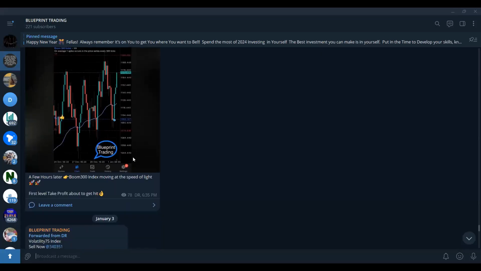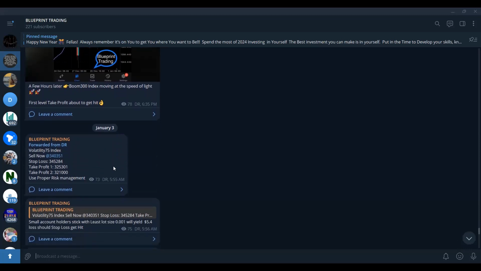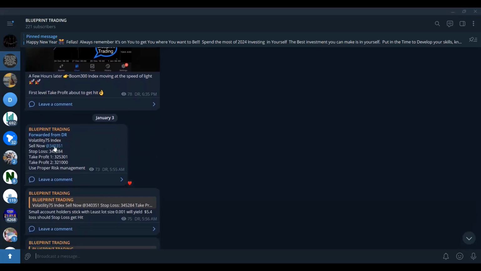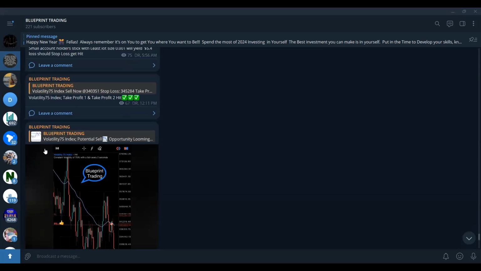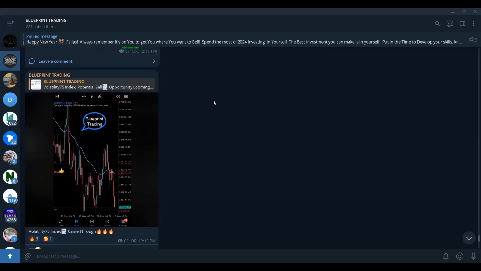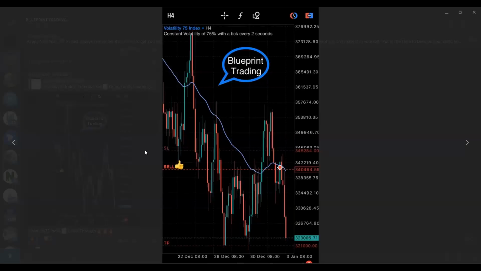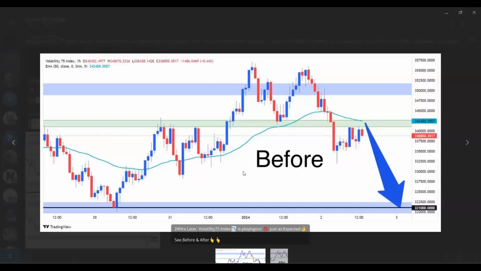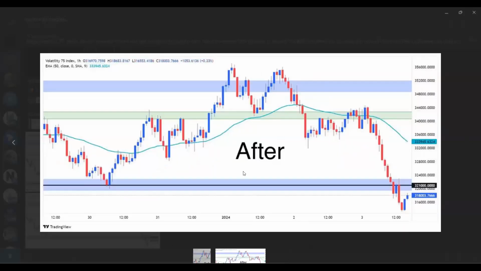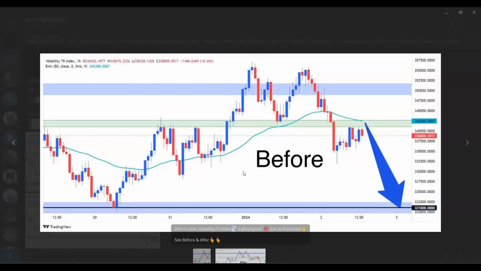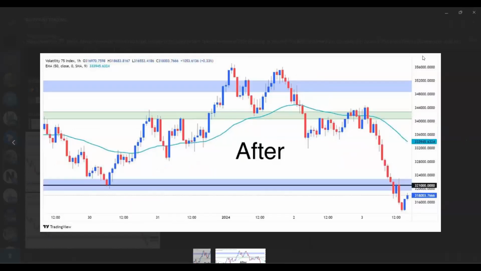And I went ahead to send the free signal when the setup presented us at trade entry. And you can see right here the proof that the trade was taken. Here we have the before and the after results for the very trade I'm going to be breaking down.